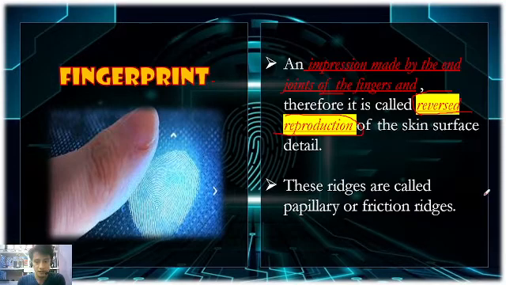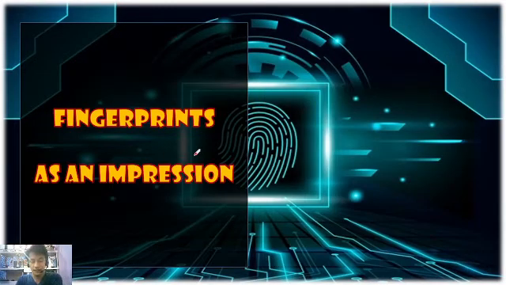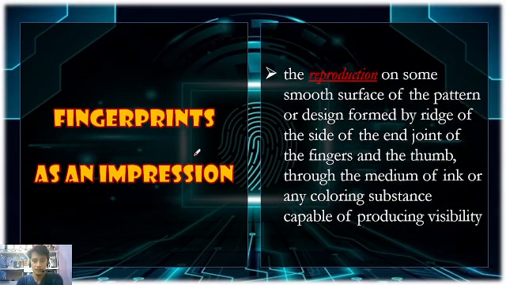Then these ridges are called papillary or friction ridges, the part of the skin that forms our fingerprint pattern. Again, fingerprint as an impression is the reproduction on some smooth surface of the pattern or design formed by the ridges of the side of the end joint of the fingers and the thumb, through the medium of ink, or any coloring substance capable of producing visibility.